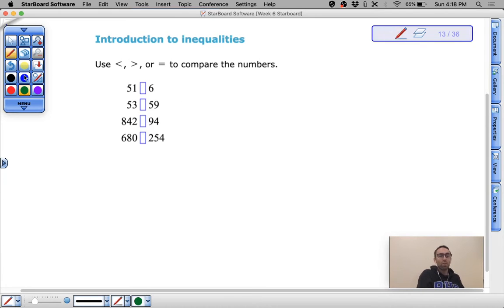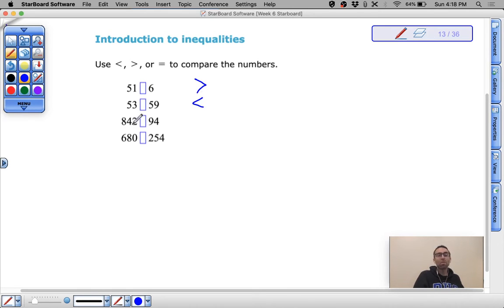All right, and let's go over these. For 51 and 6, you should have said that 51 is greater than 6. For 53 and 59, 53 is smaller than 59, so we want to say 53 is less than 59.